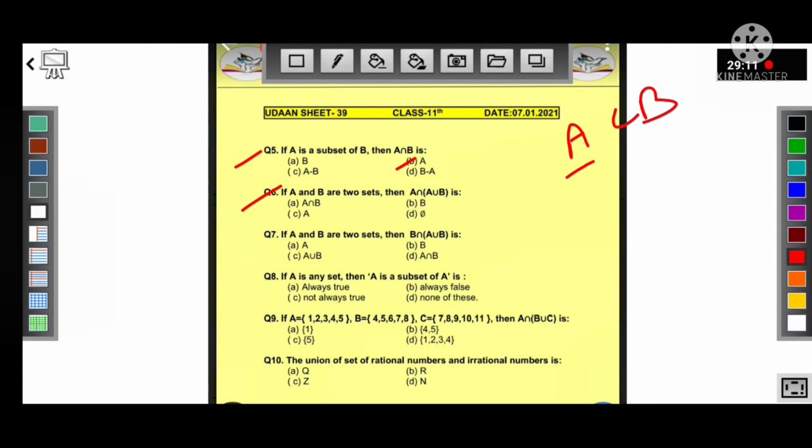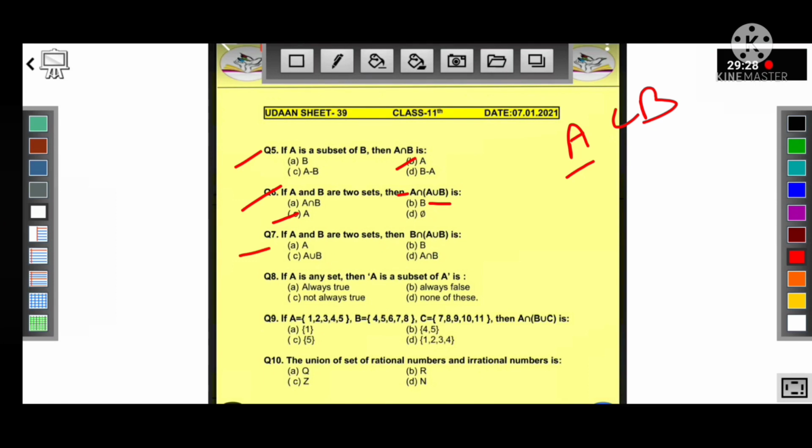Next question number 6. If A and B are two sets, then A intersection (A union B) is. Now the intersection of A union B and A is equal to A, so C is the right option.